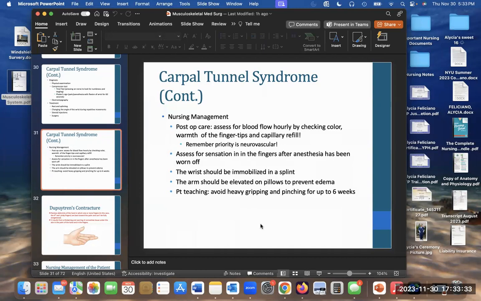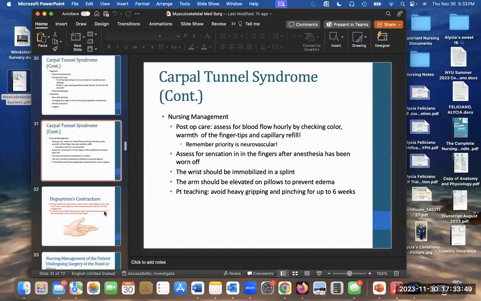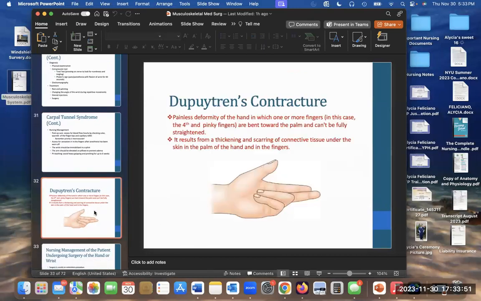This is post-surgery when they're home and they're taking care of it. Always elevated on pillows, so it should be upright to prevent any sort of edema. And when they have this surgery, they should avoid heavy gripping and pinching for up to 6 weeks. Okay, that's what we want to tell our patient.